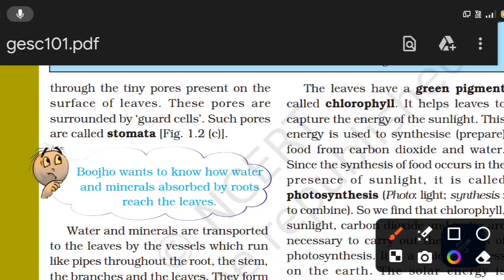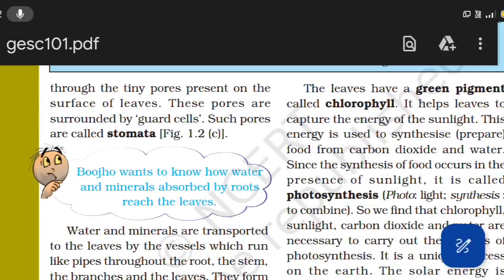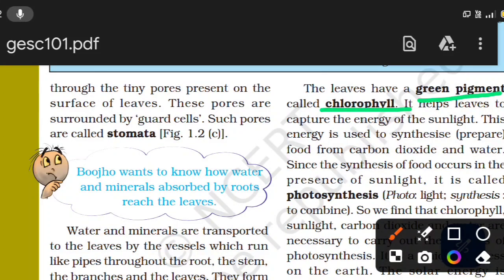The synthesis of food occurs in the presence of sunlight. It is called photosynthesis. Photosynthesis means the process of synthesis, and synthesis means preparation of food. So how is it prepared? It is prepared by using chlorophyll, a type of green pigment present in the leaves, found in the chloroplast. And how is carbon dioxide absorbed? It is absorbed through the stomata. Stomata means small pores, small openings on the surface of the leaves.